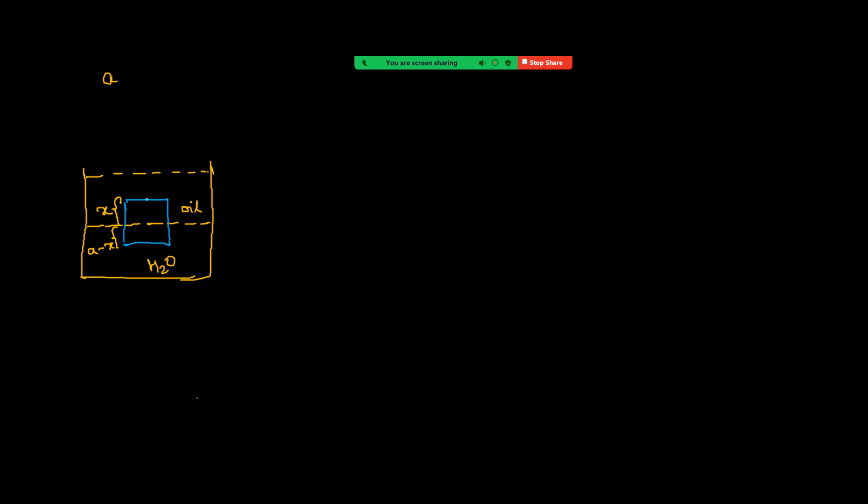The equation for this one. At this point, for example, this depth is equal to h. Now see the pressure at the top surface. That will be equal to atmospheric pressure P naught plus h rho of oil into g. This is the pressure at the top surface.